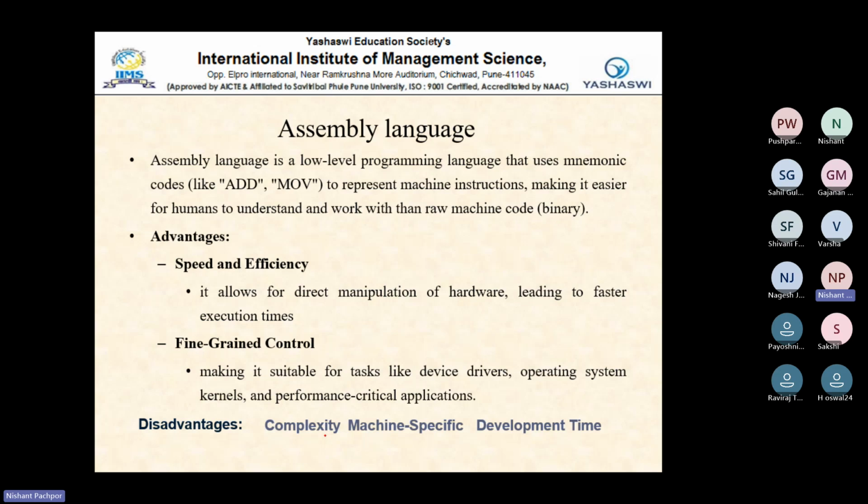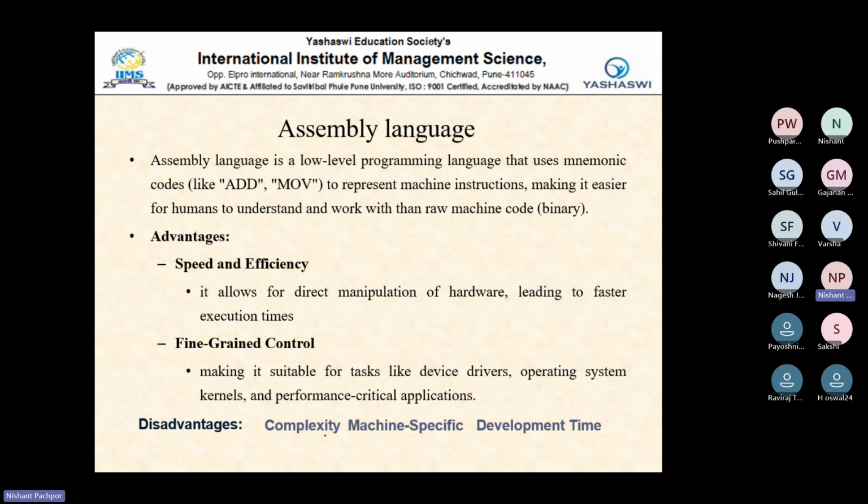So the first advantage is speed and efficiency when you are using assembly languages. Then fine-grained control will be there, making it suitable for tasks like device driver designing. The second advantage is that assembly language is useful for designing operating system kernels, when you are designing the different operating systems. Assembly language is also used for performance critical applications, when you have to design them. So these are the advantages of using assembly language.